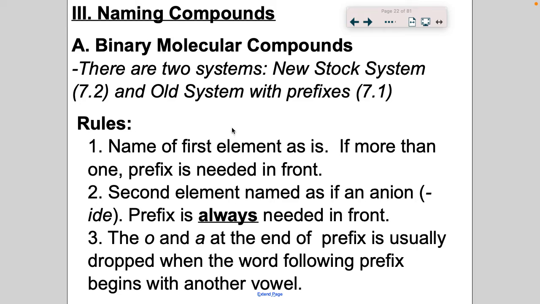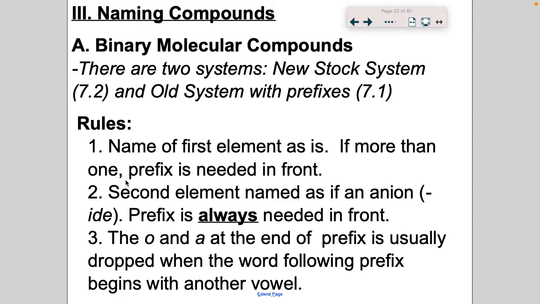So naming compounds, again, it's a two-name system. We have a binary molecular compound, and there's actually two systems. The new stock system, which we will cover in section 7.2 at the next lecture, and then we also have the old system of prefixes, which is this lecture right here. The rule for naming compounds is the name of the first element as is.